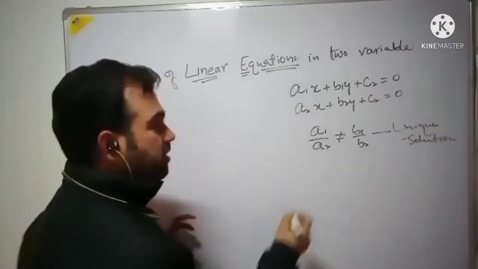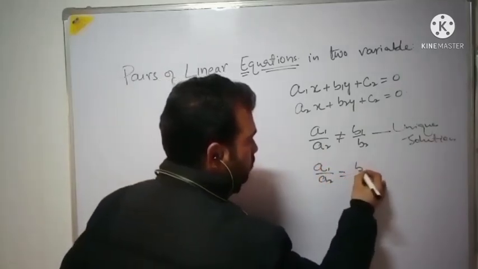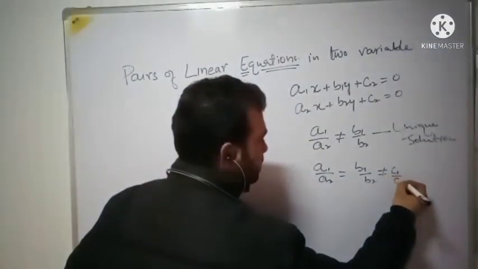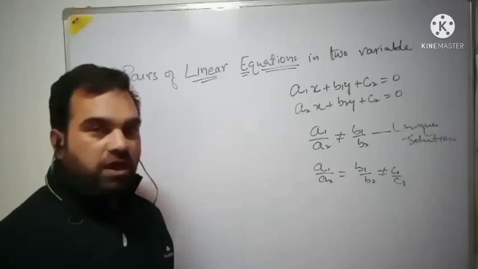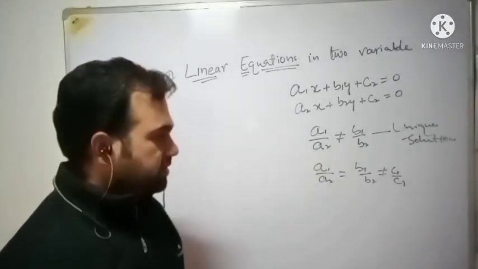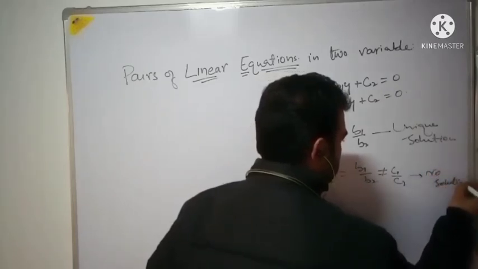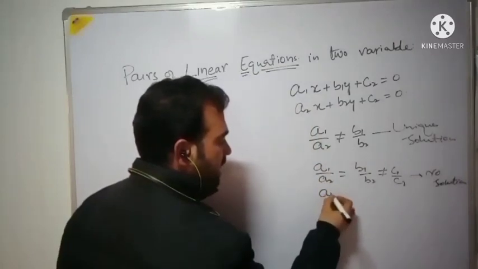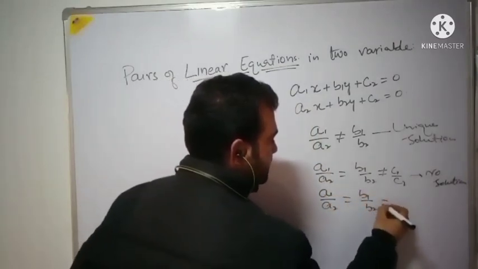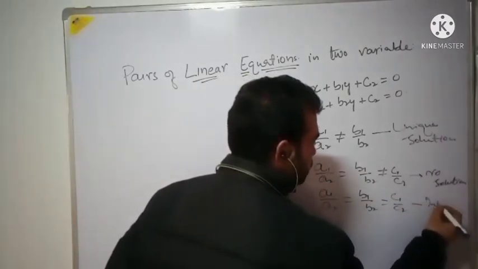And if a1 by a2 is equal to b1 by b2 is not equal to c1 by c2, we say that the given pair of linear equations will have no solution. And if a1 by a2 is equal to b1 by b2 is equal to c1 by c2, we say that an infinite number of solutions exist.